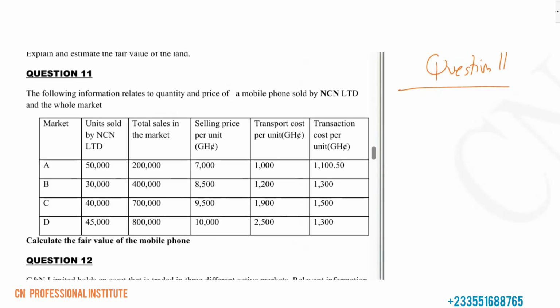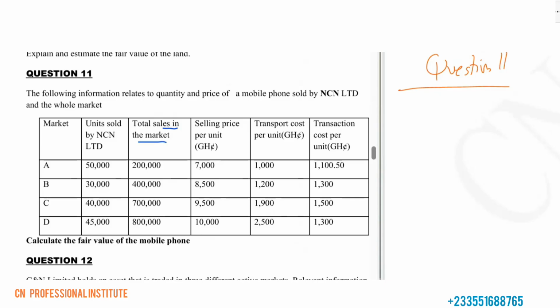Now we have the market. We have market A, B, C, D. The units sold by NCN Limited, who is one of the market participants. Then we have total sales in the market. Then we have the selling price per unit. You have the transport cost per unit, and then the transaction cost per unit. Now the requirement is we should calculate the fair value of the mobile phone.